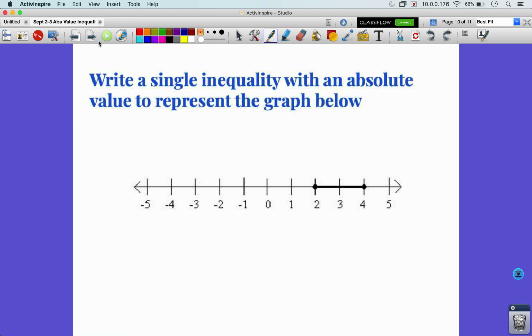It's just using this. All right, write a single inequality with an absolute value to represent this graph. So we've got to find the midpoint. The midpoint is 3. We've got to find the tolerance. The tolerance is 1. So plug that into our handy formula. The absolute value of x minus the midpoint is less than or equal to, these are closed dots, 1. That should recreate this graph.